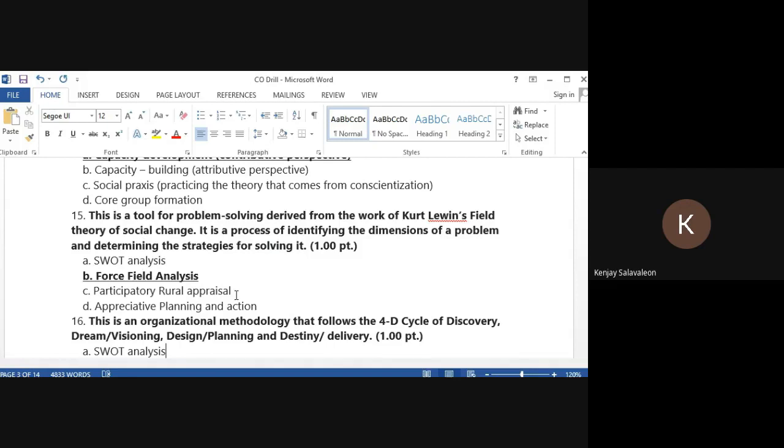Participatory Rural Appraisal or PRA, ito yung assessment, no? Pag sinasabi kasi nating appraisal, ang other word ng appraisal is assessment, no? The people are involved from the very beginning of the community organizing work, from defining the problem up until doon sa pag-implement ng solution. Appreciative planning and action, ito yung pwede nating ma-relate doon sa strength-based perspective. They are more focused with the assets and resources and strengths of the community present. So yun yung highlight ng tool na yan. Okay, number 16.